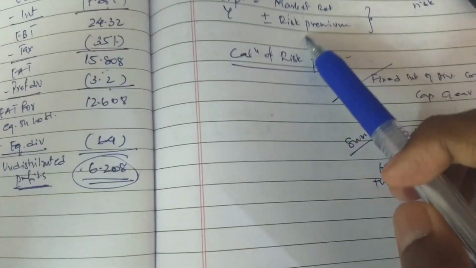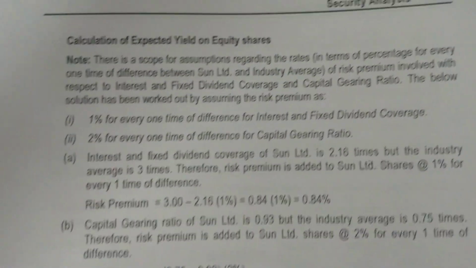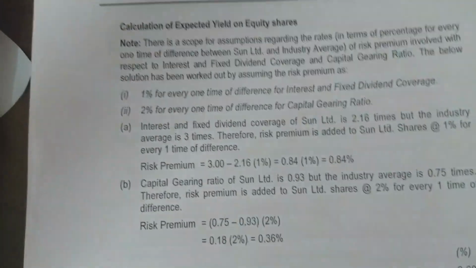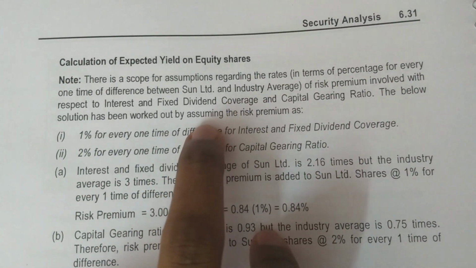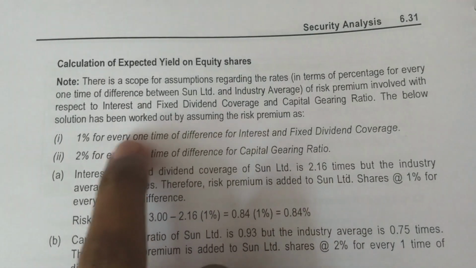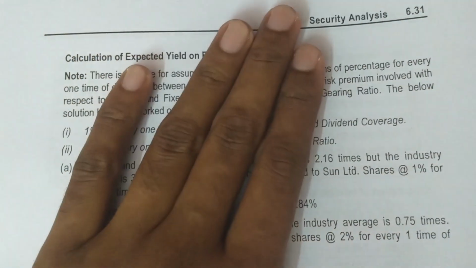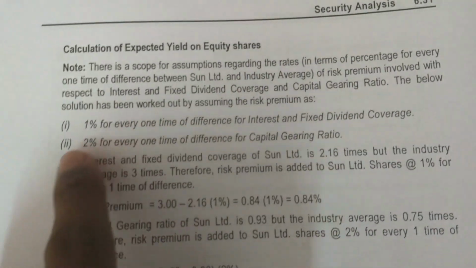However, in this question, in the test your knowledge question as well, they have an addition, telling that there is a difference of interest. There is 1% for every 1 time of difference for the fixed interest fixed dividend coverage ratio, and 2% for every 1 time of difference for the capital gearing ratio. This is an assumption in all syllabus questions, assuming that the risk premium has been worked out by assuming 1% and 2% for the ratios. It could be assumed that there is nothing like this in the old syllabus. However, in the new syllabus question, it is specifically given in the question.